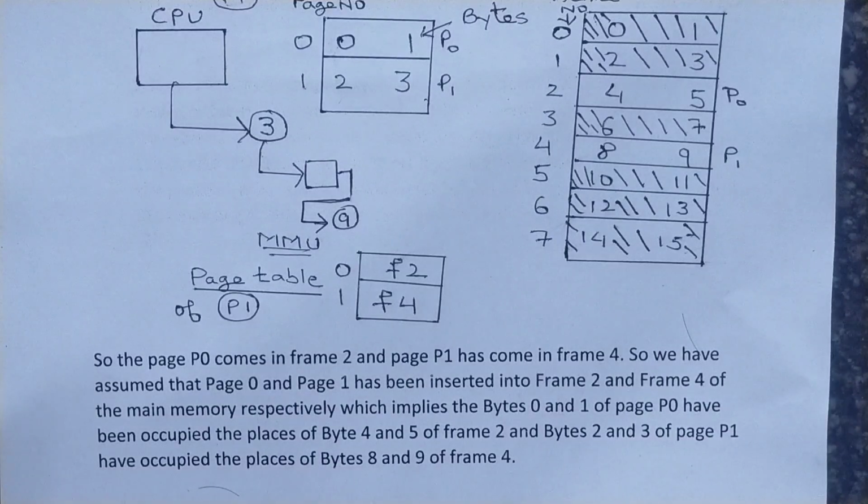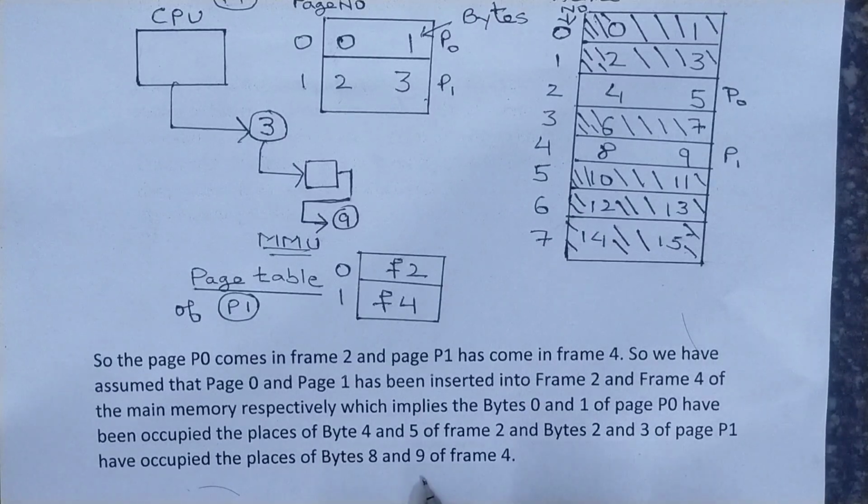Now according to this page table, page P0 comes in frame 2 and page P1 comes in frame 4. So we have assumed that page 0 and page 1 have been inserted into frame 2 and frame 4 of the main memory. Thus we can say that bytes 0 and 1 of page P0 have occupied bytes 4 and 5 of frame 2, and bytes 2 and 3 of page P1 have occupied bytes 8 and 9 of frame 4.